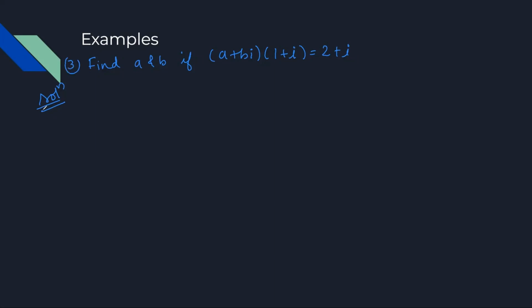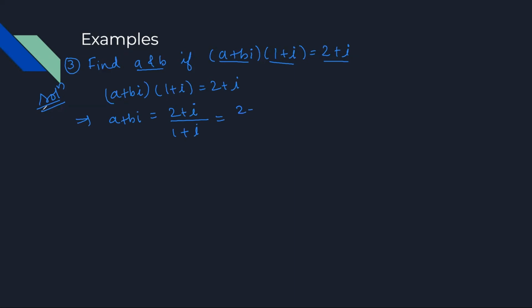So our third example is, we have to find a and b if a plus bi into 1 plus i equals 2 plus i. So let's begin to solve this. What we have is a plus bi, 1 plus i equal to 2 plus i. So how can I write this? This can be written as a plus bi equal to 2 plus i divided by 1 plus i. Got it? Now this is a complex number, and this is using our division property.